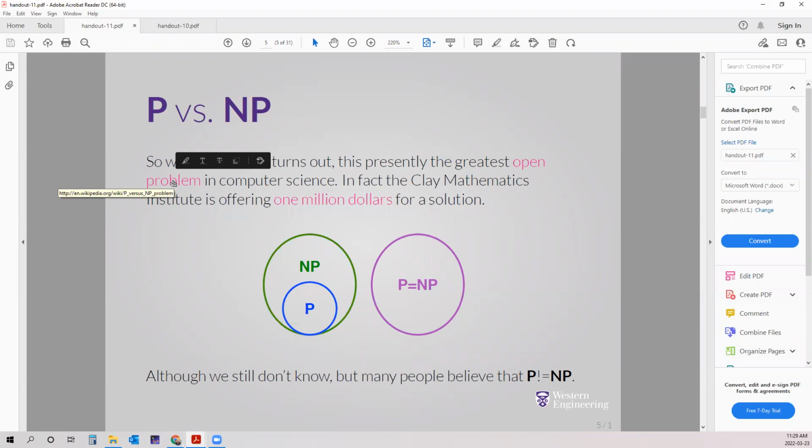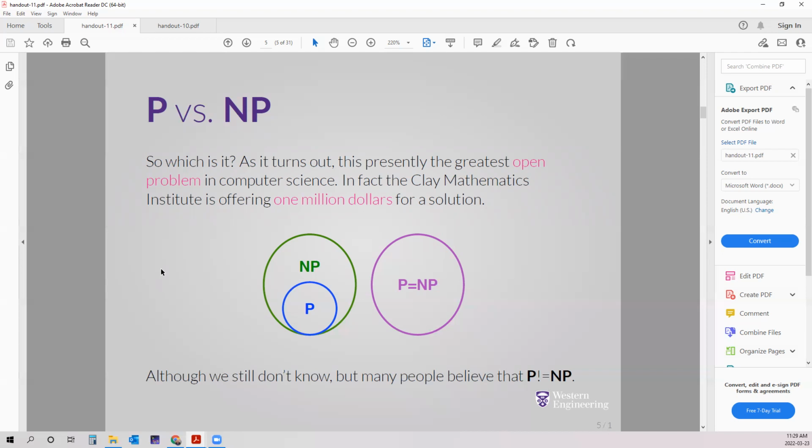In computer science, these are still open problems, open for study and research. If you can solve it, you will get $1 million. In fact, the Clay Mathematics Institute is offering $1 million for a solution. If you find a solution, you will get $1 million.